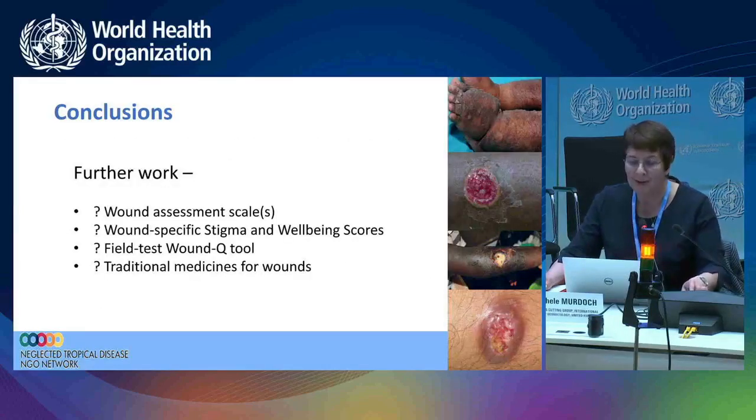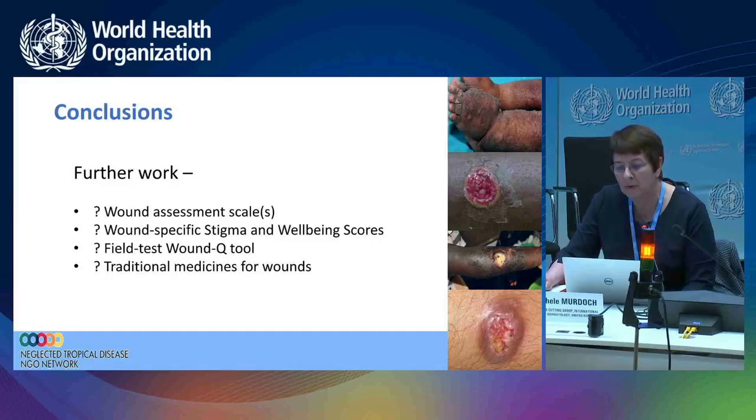There were also some potentially other useful areas of further work which we haven't pursued at all yet, such as wound assessment scales. Another one is wound-specific stigma and well-being scores. We came across one called Wound Q. The Wound Q tool is specific for wounds, and we've written to the author and obtained this. It hasn't been field tested in low resource settings, and that might be interesting to do.